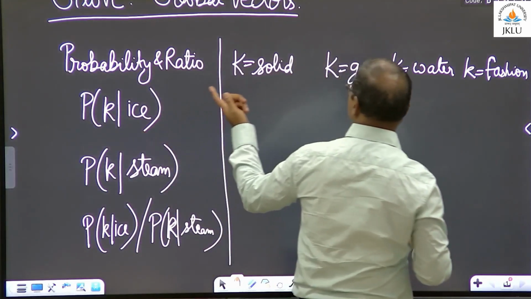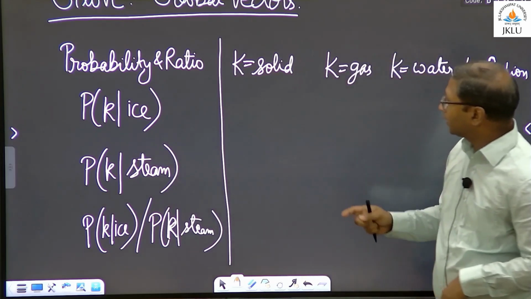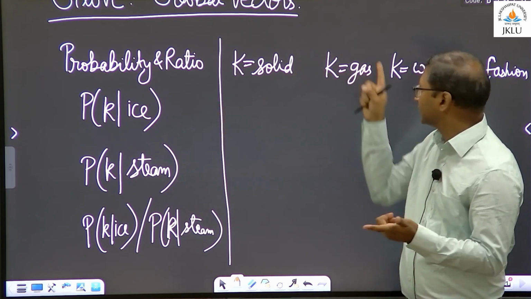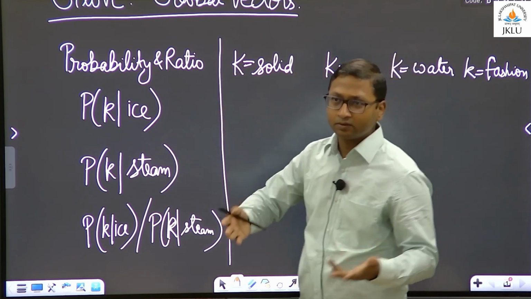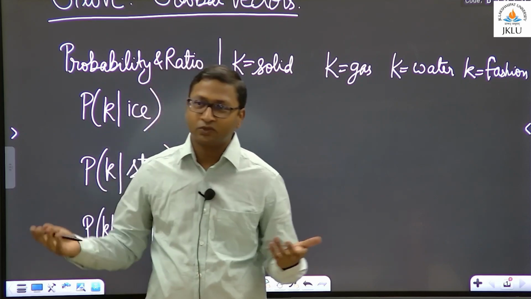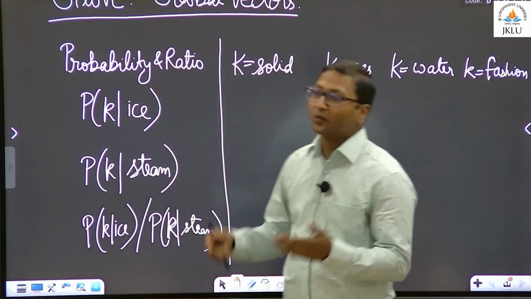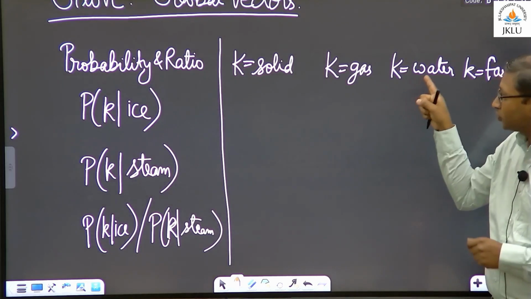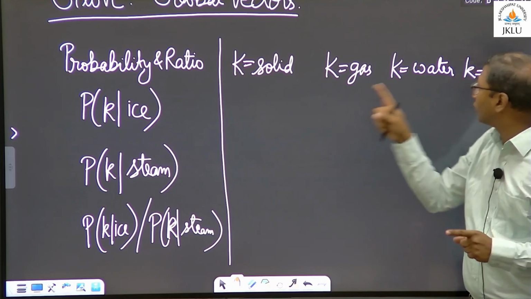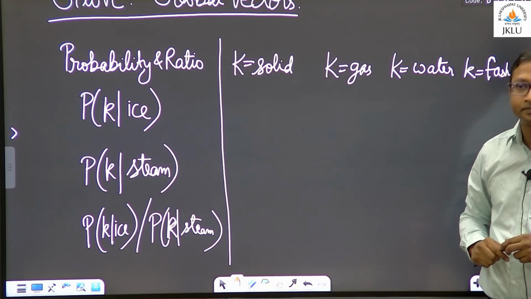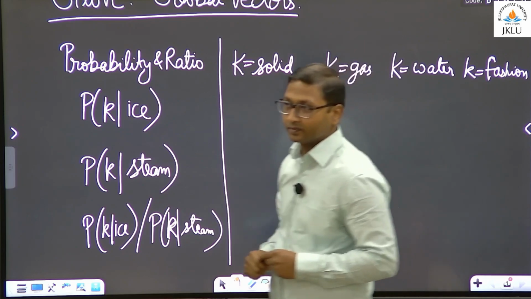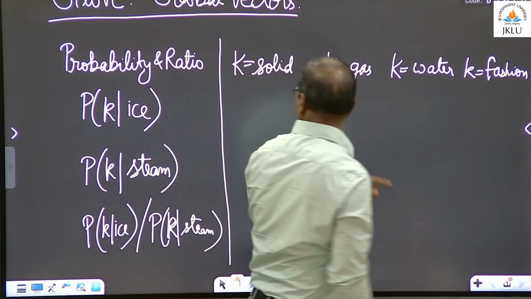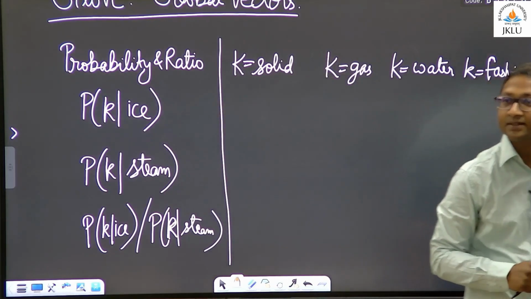See, ice is solid, but ice is also a form of water, and gas is also a form of water, right? So what do you think? What about water? When k is water, what is the probability of water given ice? And what is the probability of fashion given ice?